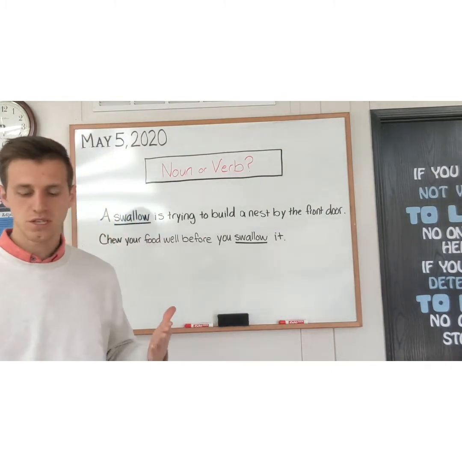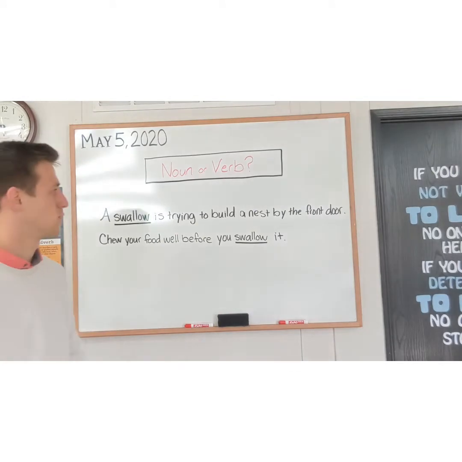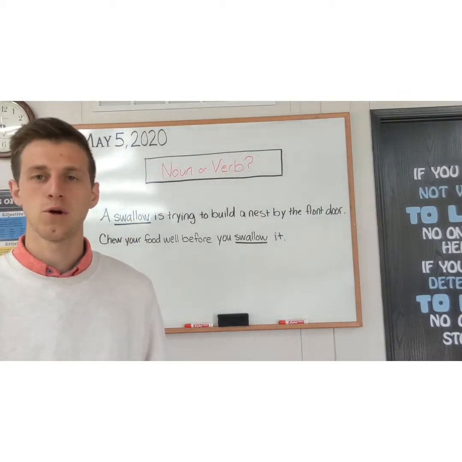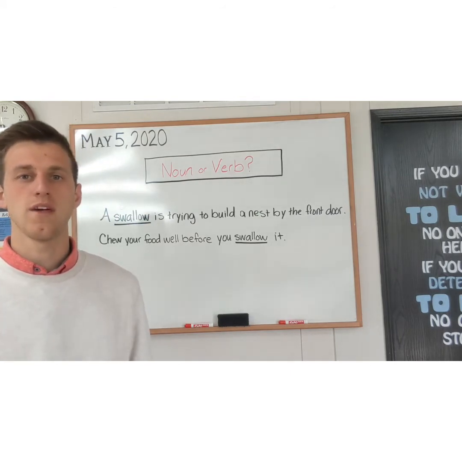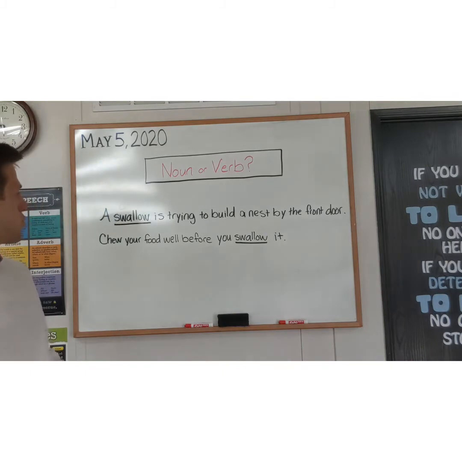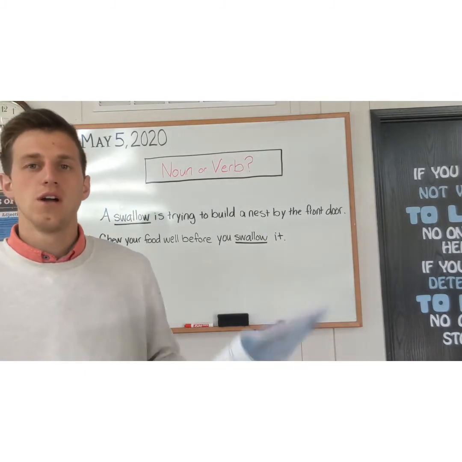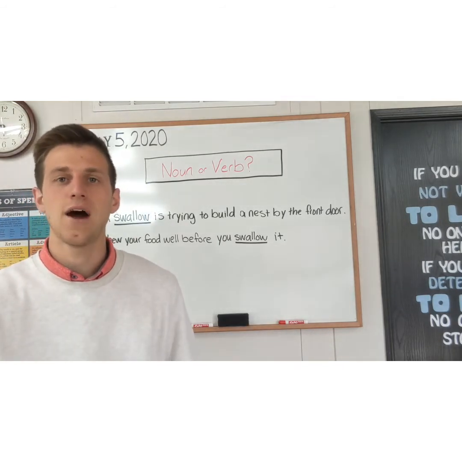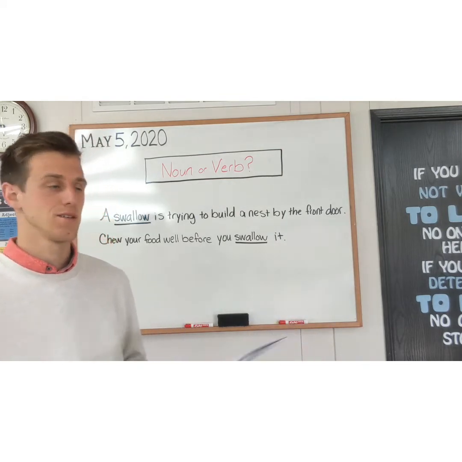So notice the two sentences they have in our book. It says, a swallow is trying to build a nest by the front door. So have you guys ever seen a bird called a swallow? All right, there's a bird called a swallow. And then also, the next sentence is, chew your food well before you swallow it. So today we're going over, again, how to identify between our nouns and our verbs in our sentences.